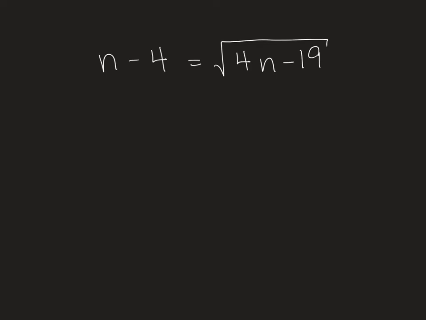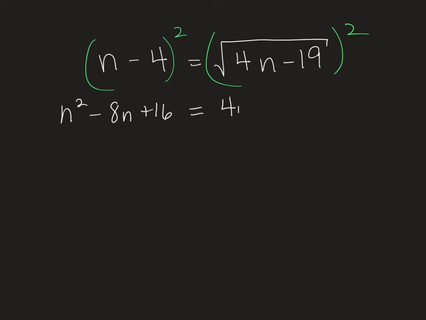So even though it's set up differently, you are still going to follow the same procedures. Oops, sorry about that. Let's try that again. I'm still going to square both sides. Doesn't matter which side it's on. This is going to be n squared minus 8n plus 16. And that's 4n minus 19.